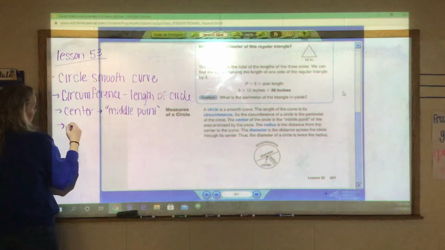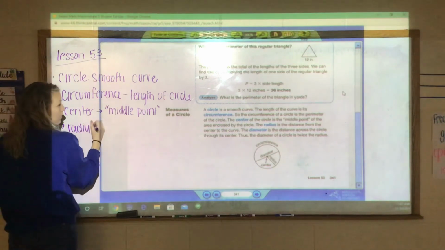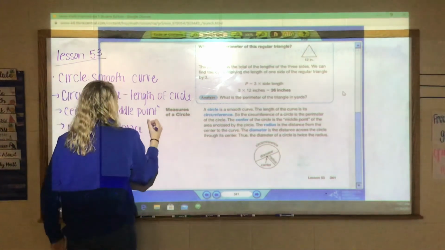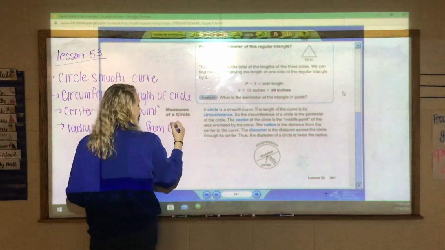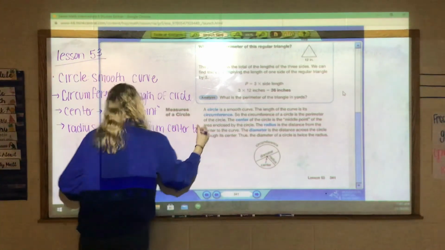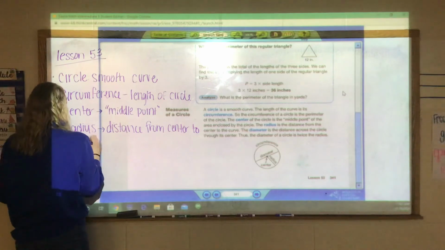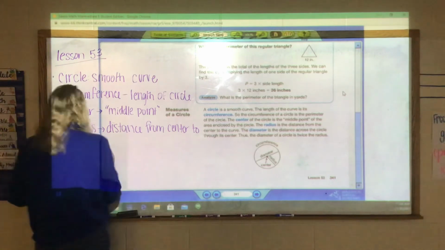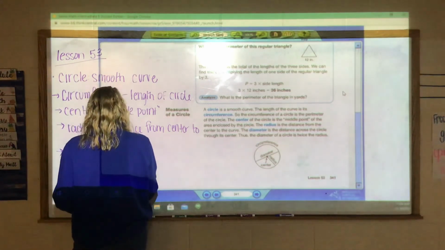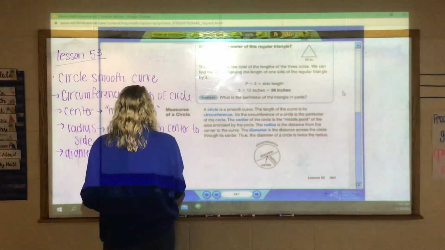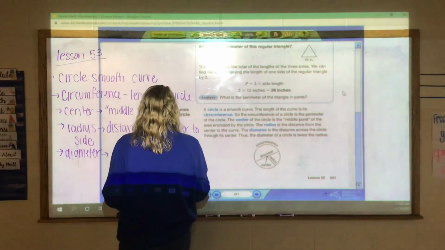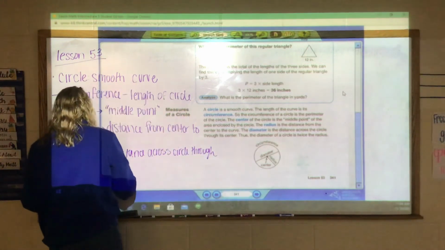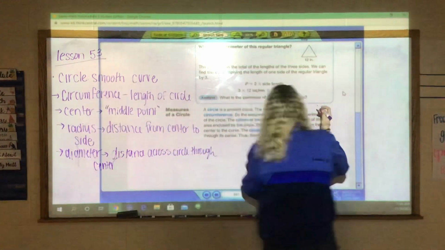The radius is the distance from center to side, and your diameter is your distance across your circle through your center. All right, so we're going to redraw this.